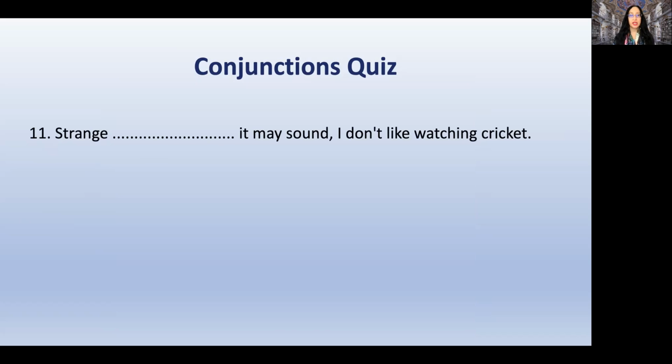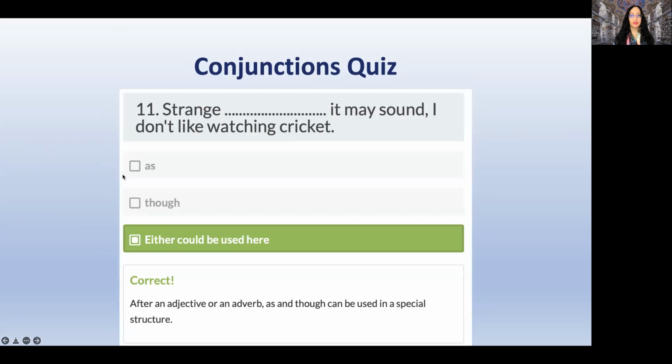Okay, number 11. Strange blank it may sound. I don't like watching cricket. Is it as, though, uh-oh, I gave the answer away. Okay, I think I forgot. There were 3 of them. Okay, so we're going to do this one together since I gave the answer. Strange as it may sound, I don't like watching cricket. Strange though it may sound, I don't like watching cricket.